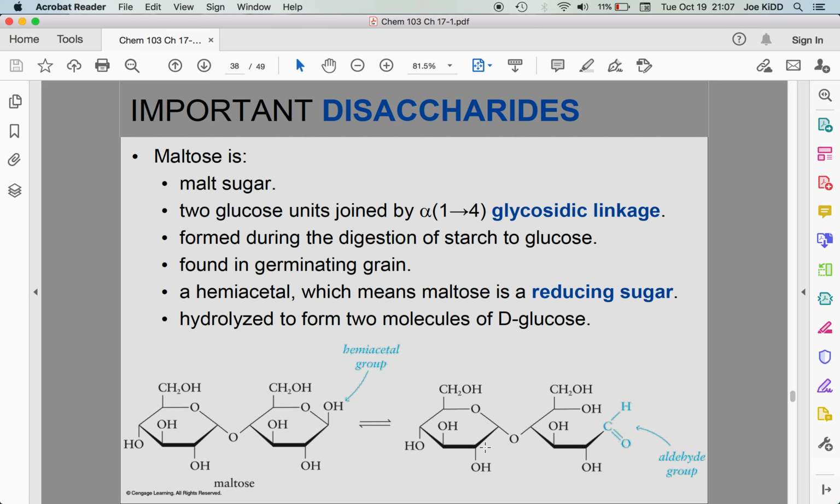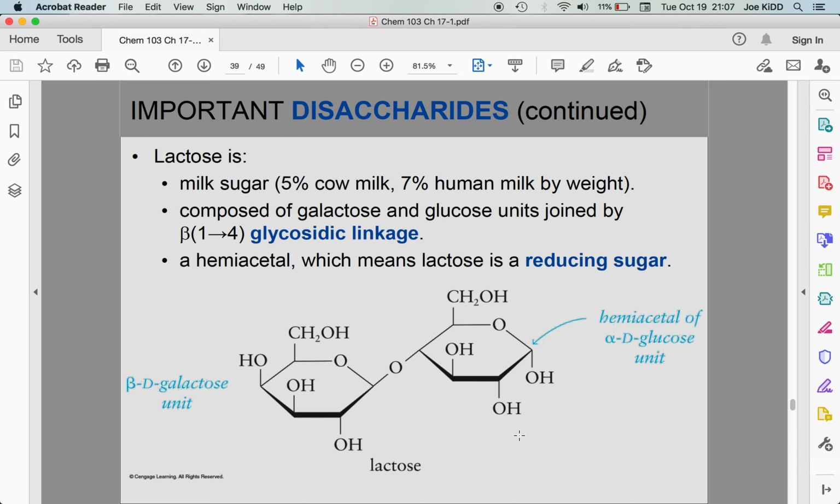It's found in germinating grains, so sprouted grains. It's a hemiacetal group. It's also a reducing sugar, and when this is broken apart and hydrolyzed, right? So if we add water across the bond here, we'll break this apart. We end up with 2 molecules of glucose.